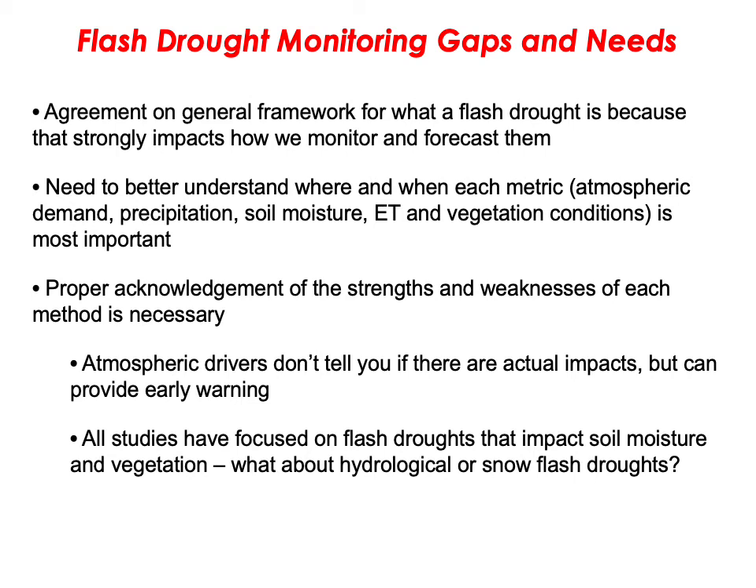For example, atmospheric drivers such as precipitation and evaporative demand don't provide any direct evidence about impacts, which are key for drought, but they can provide very useful early warning. A final point is that all studies have focused on soil moisture or vegetation flash drought, but there's no reason why the flash drought terminology can't also be applied to other types of drought, such as hydrological drought.